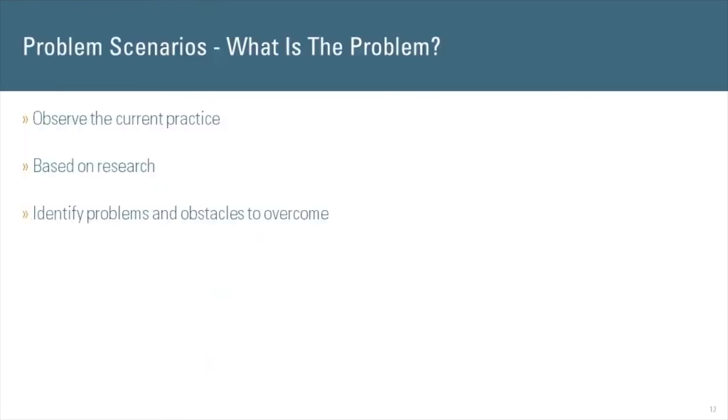So, we type the scenarios. We have a problem scenario here. There is no example because we had one earlier where we talked about Diana's day with a normal fitness tracker. They observe the current practice. They are based on your research, your observations, and they are there to identify problems and obstacles that have to be overcome. But they also should identify things that work well in the current practice.